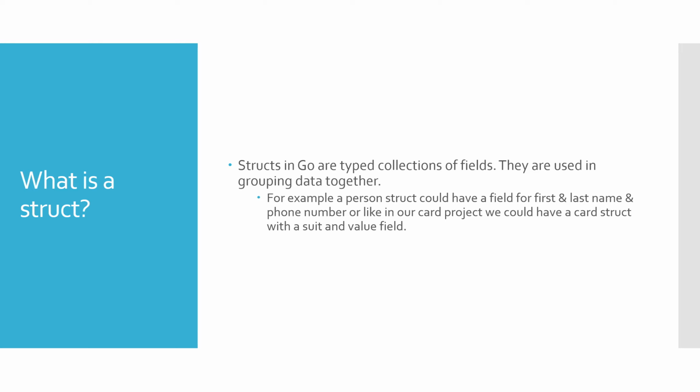So as an example, we could have a struct that represents a person, and there could be a field for their first name, last name, and phone number. And like in our card project, we could have used a struct to represent individual playing cards. So we could have had a card struct, and had the fields for a suit and value.